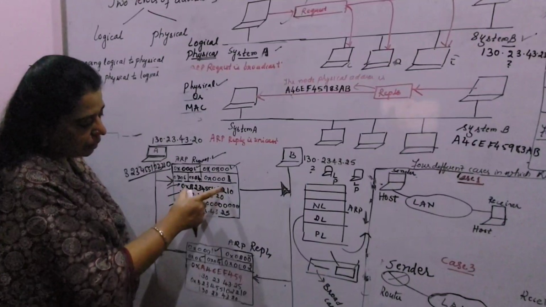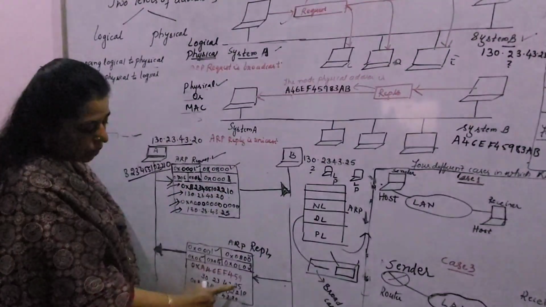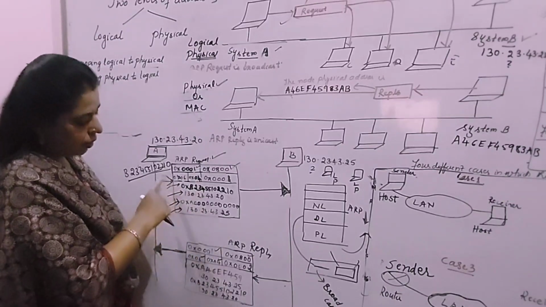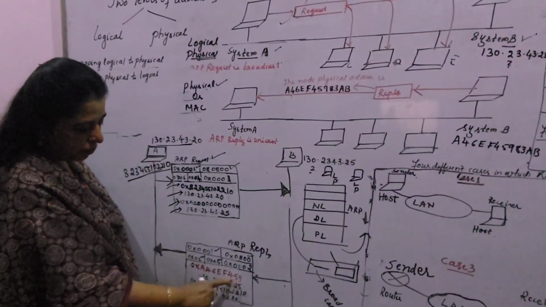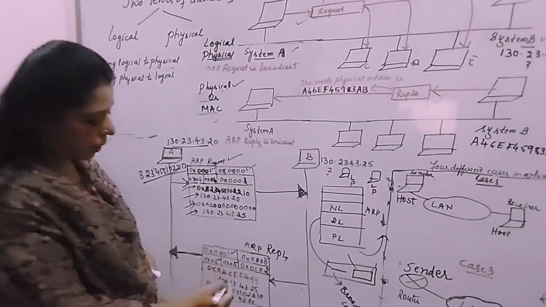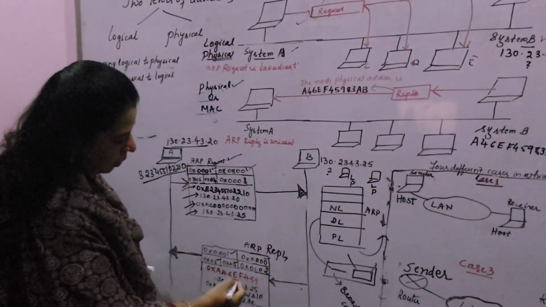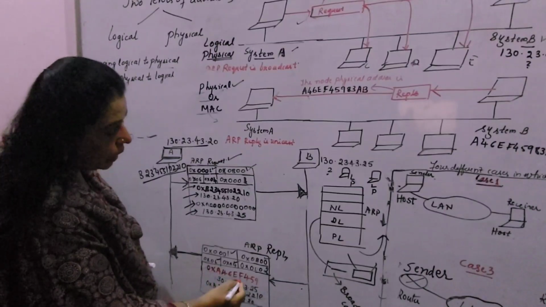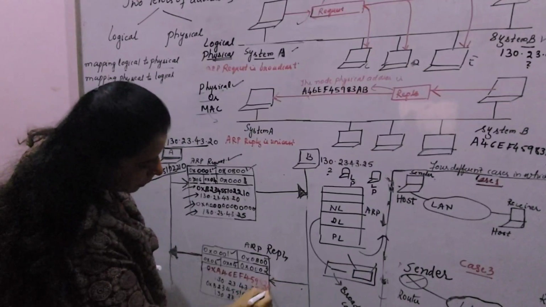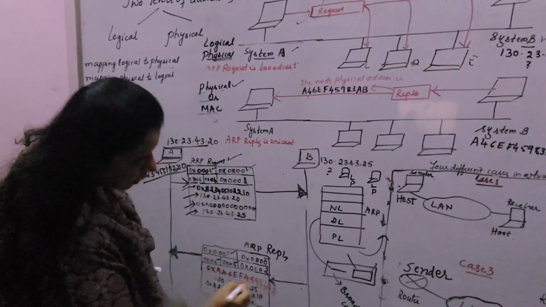Like here also, the sender values are placed first. The sender value, whatever I have written in the red color ink, is the one which host A was looking for. That means the physical address of this particular machine is sent here. I'll write the complete value here: A46E F4 5983 AB.